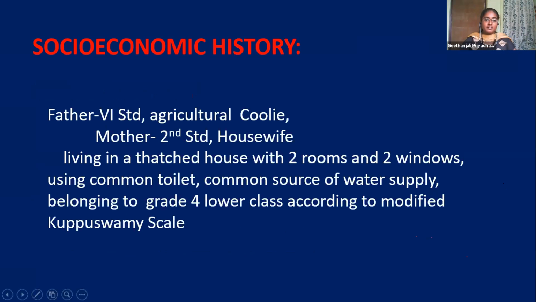Socio-economic history. Father studied up to 6th standard and he is an agricultural coolie. Mother studied up to 2nd standard and she is a housewife. Living in a thatched house with 2 rooms and 2 windows. Using common toilet, common source of water supply. Belonging to grade 4 lower class according to modified Kuppaswamy scale.